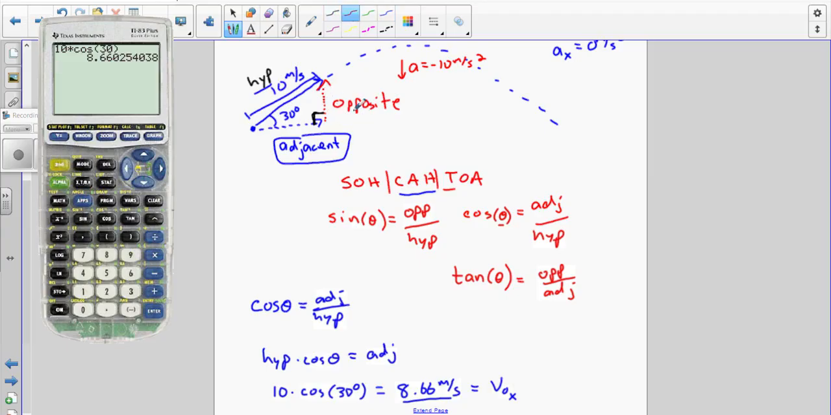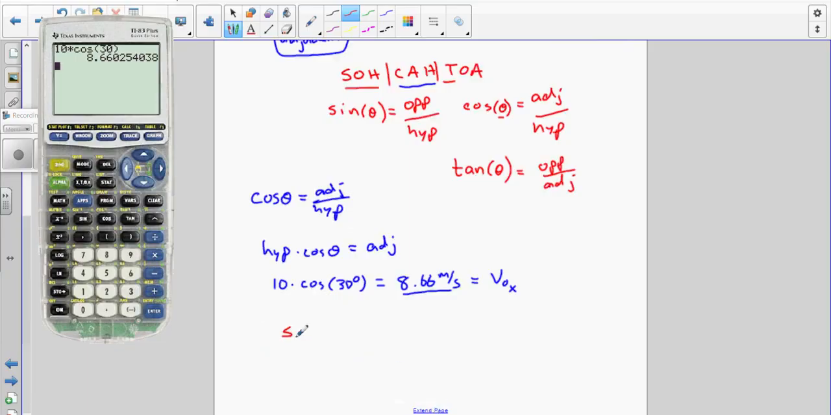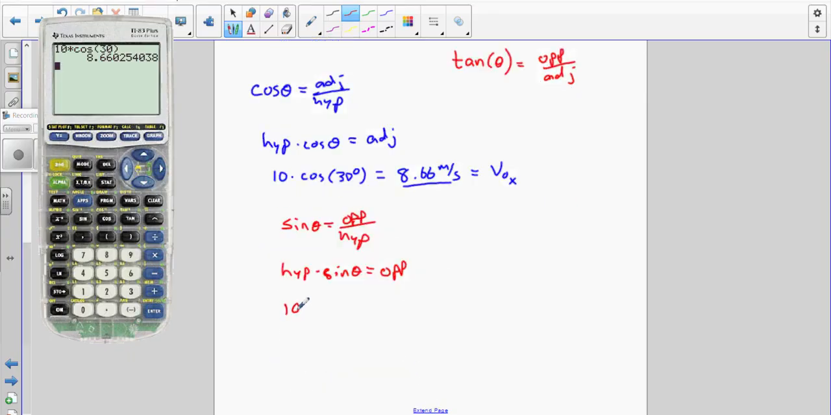If I want to find the opposite side and I know the hypotenuse, I'm looking for the trig function that relates O and H, or opposite to hypotenuse. And I see here it's the sine of theta. So I'll start with the sine of theta, which is equal to the opposite over the hypotenuse. If I want opposite by itself, then I'm going to multiply hypotenuse to the other side. So hypotenuse times the sine of theta is equal to the opposite side, or 10 times the sine of 30 degrees is equal to the opposite side.